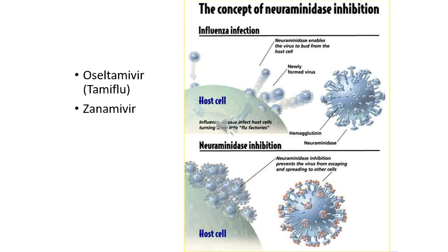This diagram further elaborates the drugs which are affecting the neuraminidase inhibition. The drugs are oseltamivir and zanamivir. These are binding with this protein. As a result of binding of this protein, the protein is deactivated and the release of the virus from the cell is inhibited, so the severity of the infection is controlled.